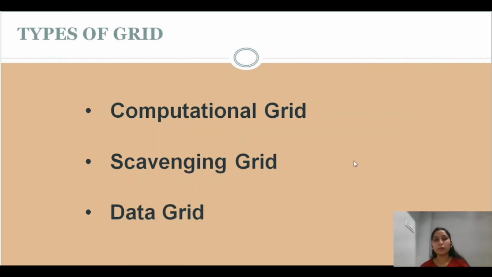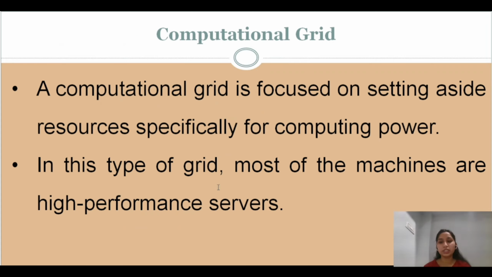Let's move towards the type of grid. Grid computing grids are basically of three types: computational grid, scavenging grid, and data grid. Let's see each one of them one by one. A computational grid focuses on setting aside resources specifically for computing power. In this type of grid, most of the machines are high performance server.